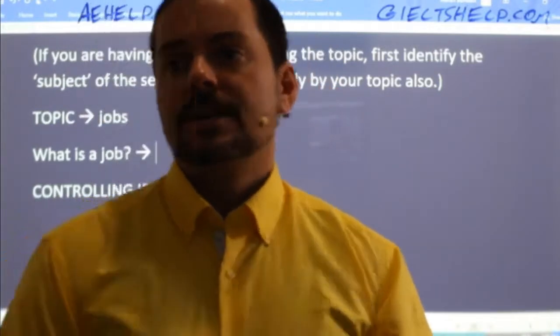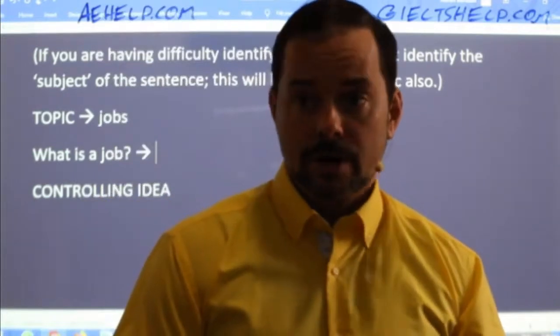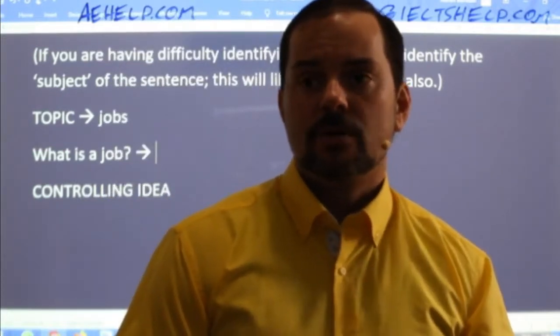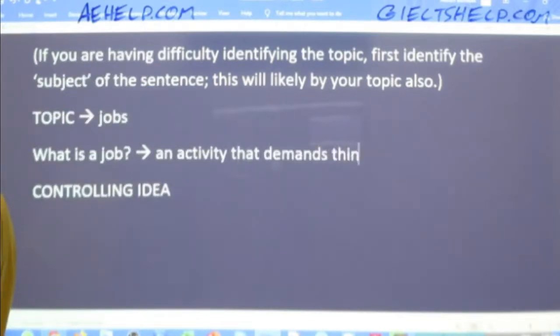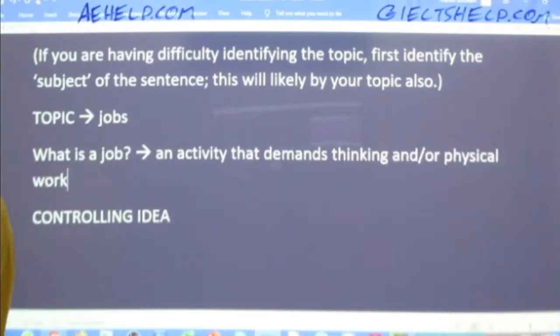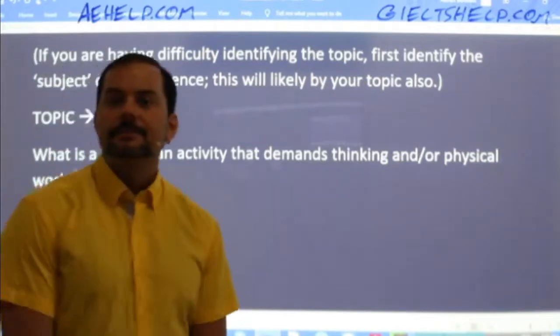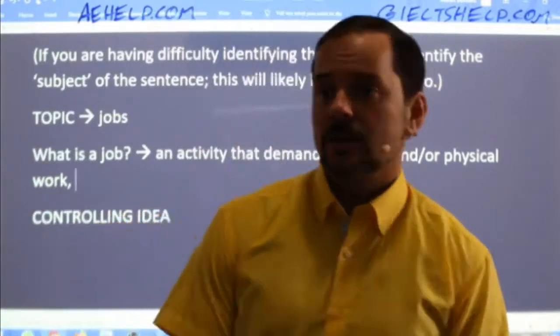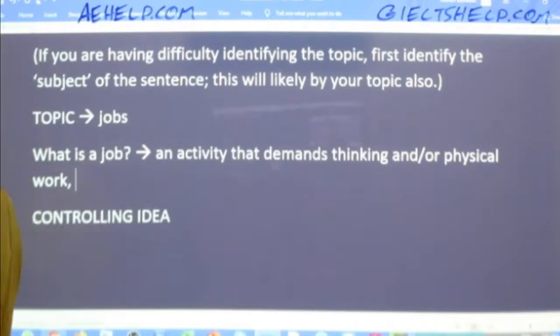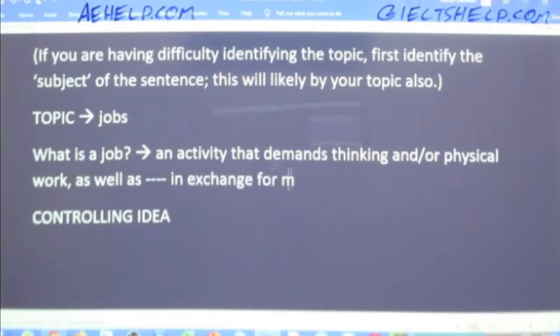So Aigul says, a job is a kind of activity that demands thinking or physical work. Yeah, that's part of it for sure, Aigul. So it's an activity that demands thinking and or physical work. Sure. There's another concept. So Preeti says people take money for their skills. Yeah, sure. So an activity that demands thinking and or physical work, as well as in exchange for money. Otherwise, it could be a hobby.